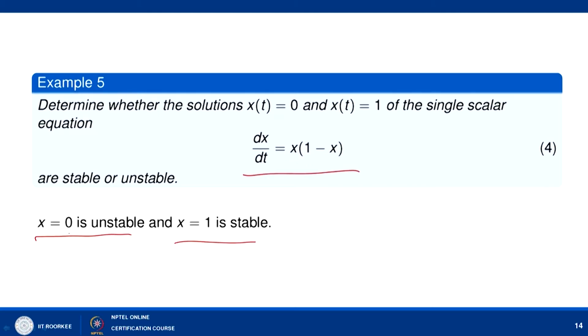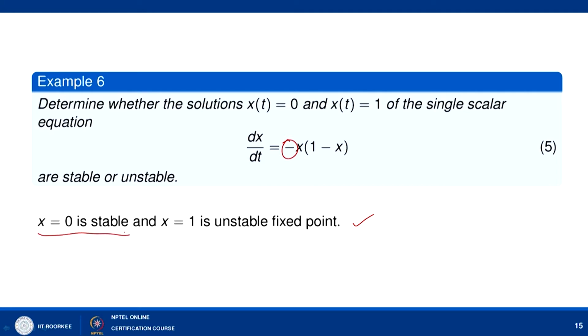Here, x equal to 0 is unstable and x equal to 1 is stable, but here x equal to 0 is now stable and x equal to 1 is unstable, whereas earlier it was stable. So, just by putting a minus sign here, your behavior is just reversed. And how can we prove it? This can be proven like this.